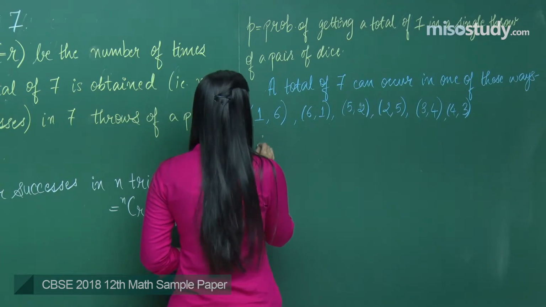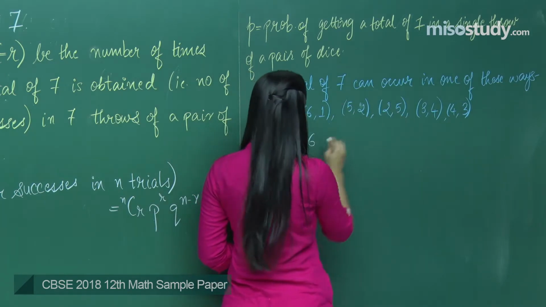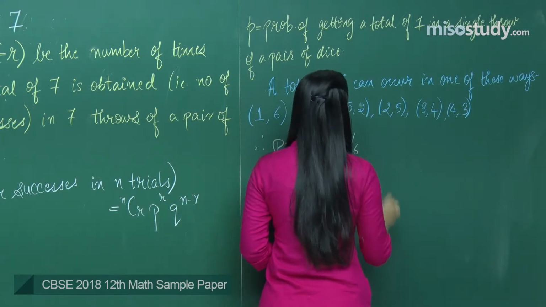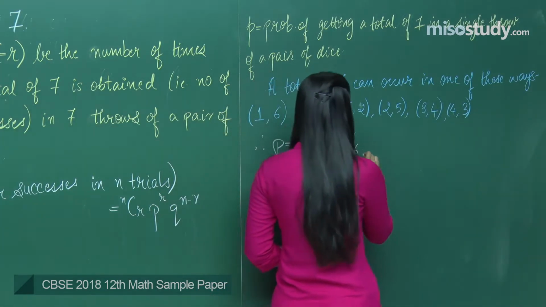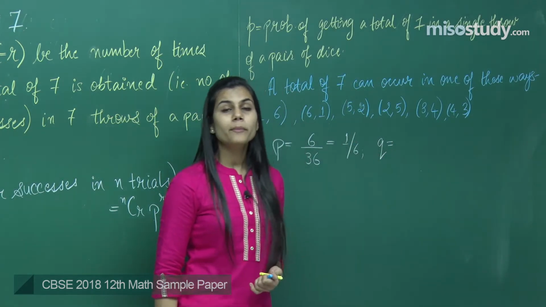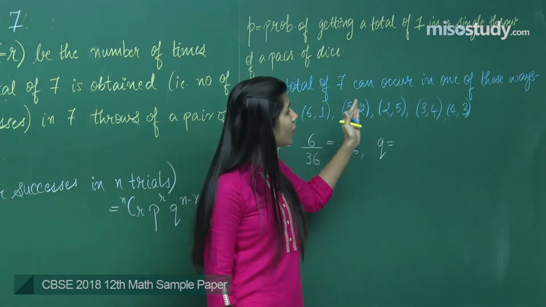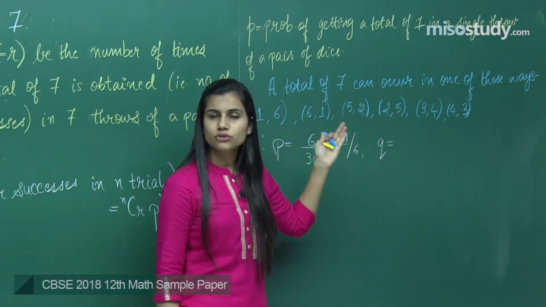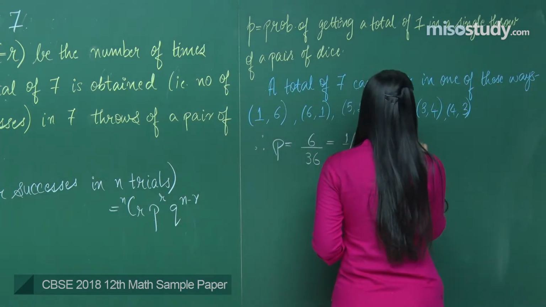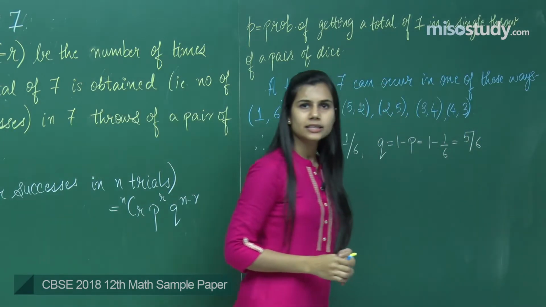And that is why small p is the number of favorable outcomes, which are these 6, upon the total number of outcomes, which is 36, so it is 1 by 6. On the same hand, q is the probability of failure, which is the probability of not getting a total of 7 when you throw a pair of dice a single time. That is given by 1 minus p, which is 1 minus 1 by 6, which is 5 by 6.